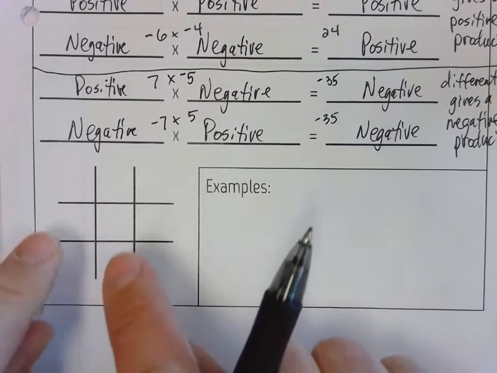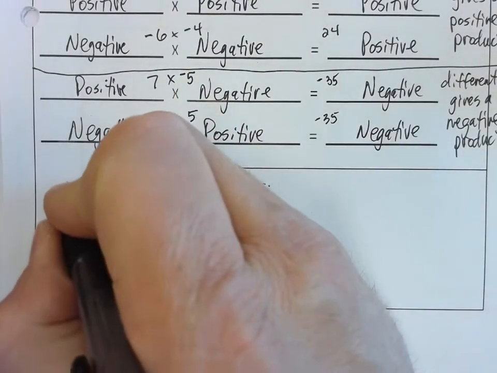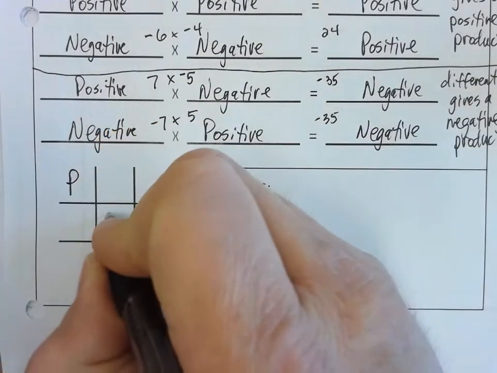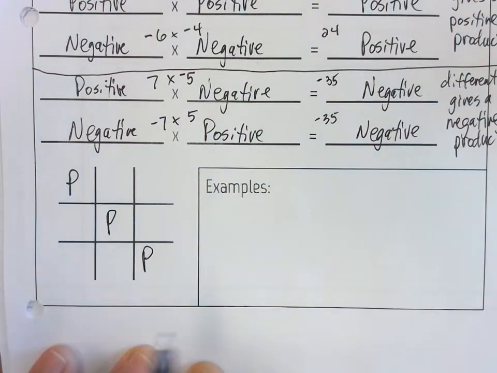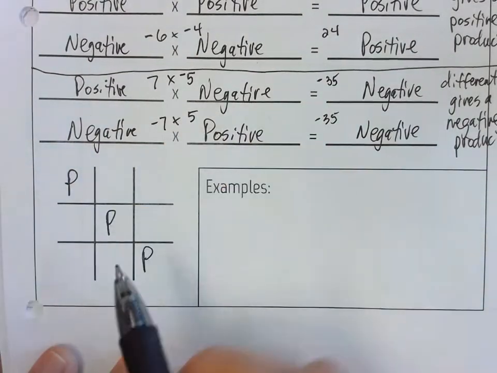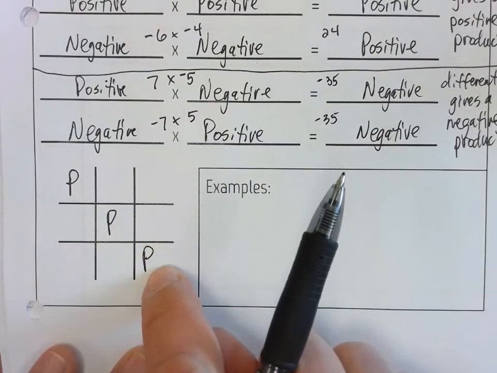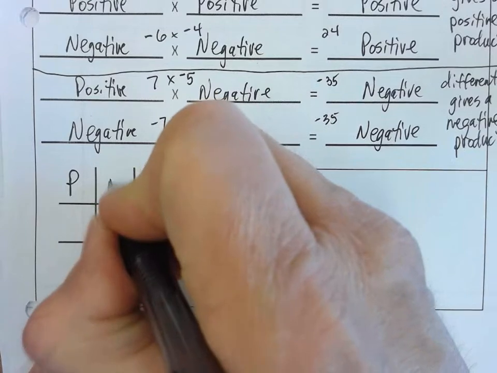So I'm going to show you this little tic-tac-toe board that you can use to remember how to multiply and divide integers, okay? Just come right here and put a P and a P and a P. All right, so it looks like we've got tic-tac-toe here for positive coming this way. So P in the upper left, P in the middle, P in the bottom right. Put Ns on all the rest of it.